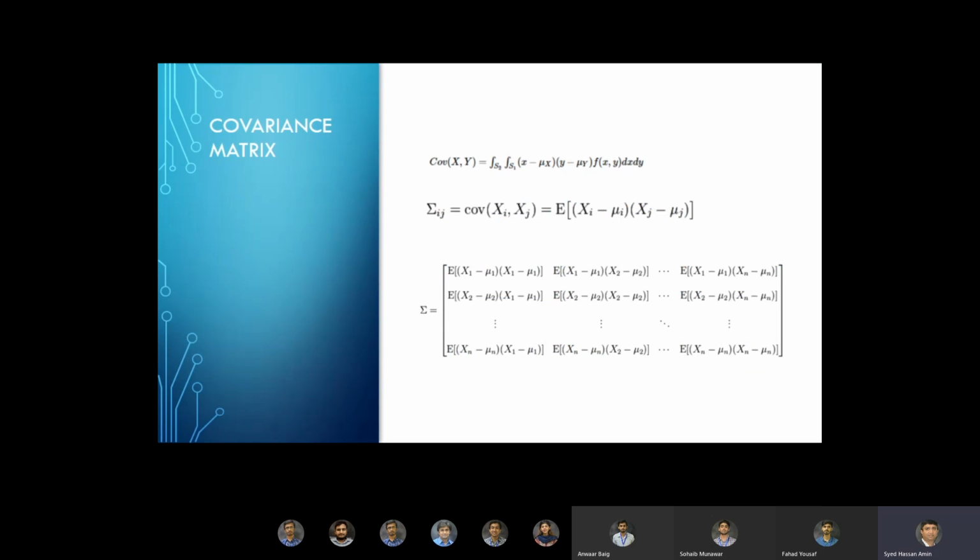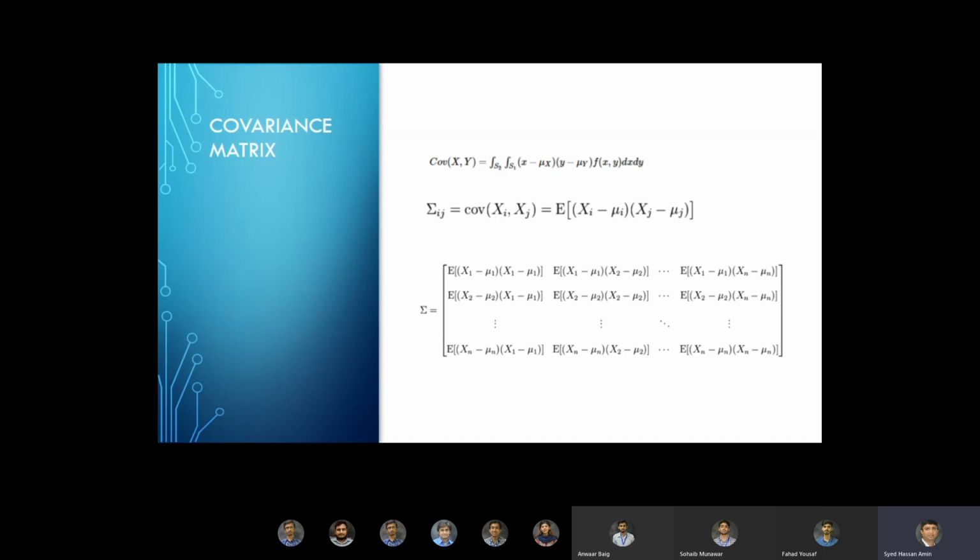So for this case, we can calculate the covariance matrix, given some random variables x and y, as the integral of x minus mu of x, y minus mu of y, times f of x,y, which is the joint probability of X and Y. And in a simplified form, by convention, we can write it as E of (xi minus mu i) times (xj minus mu j).